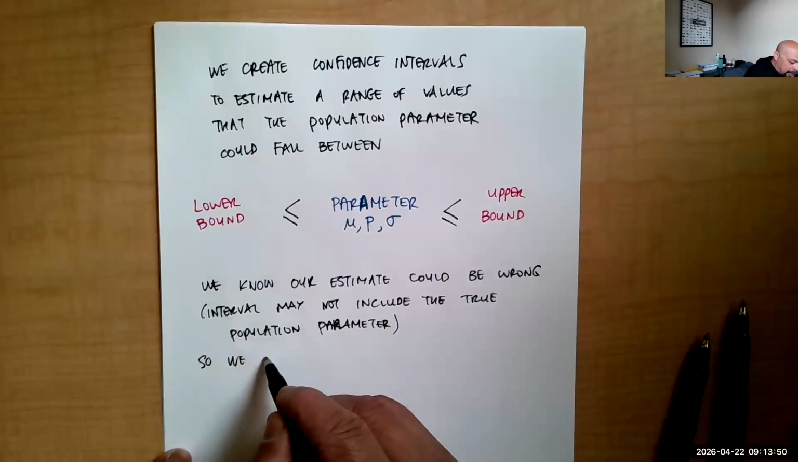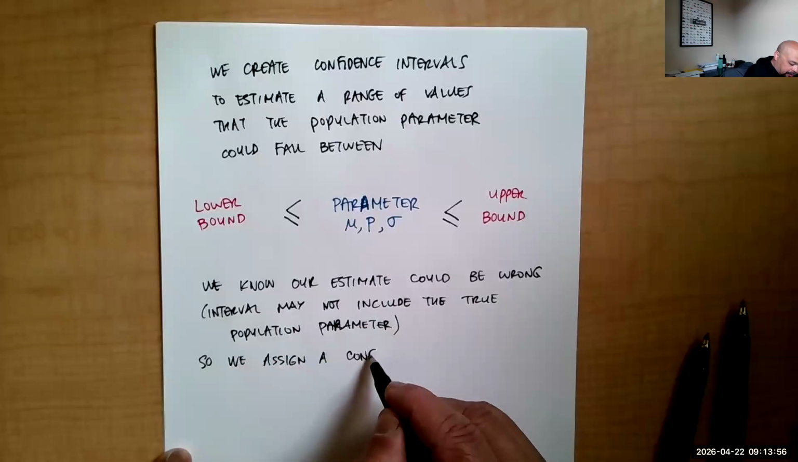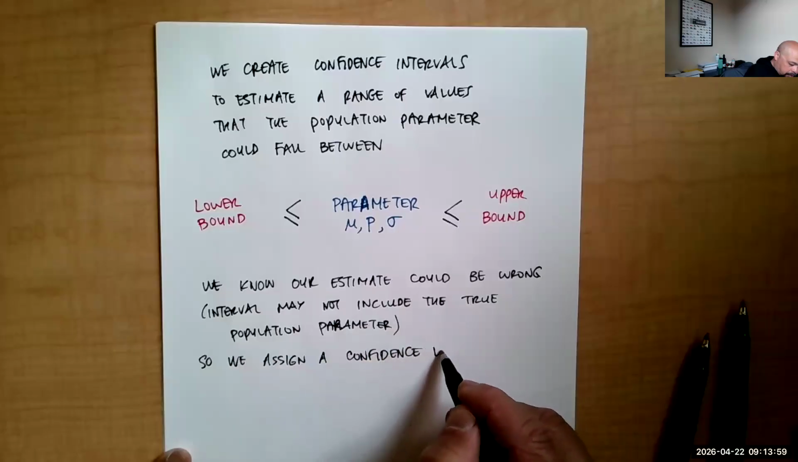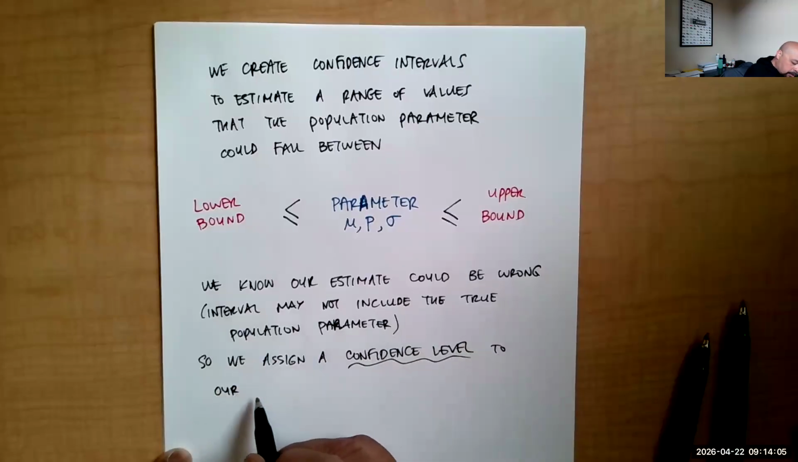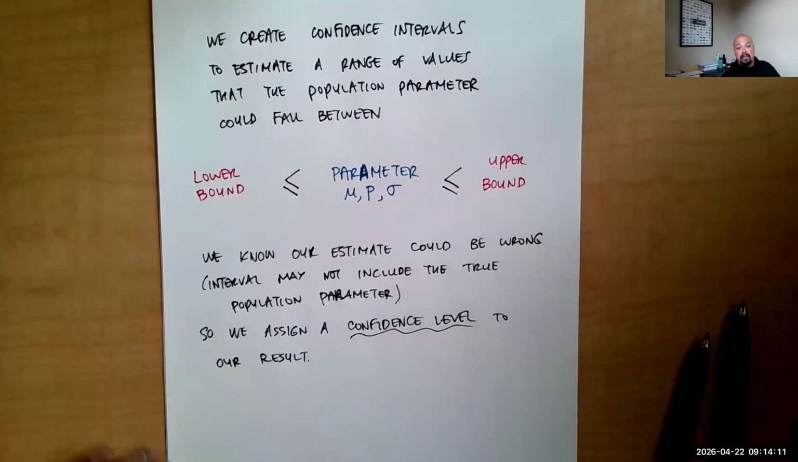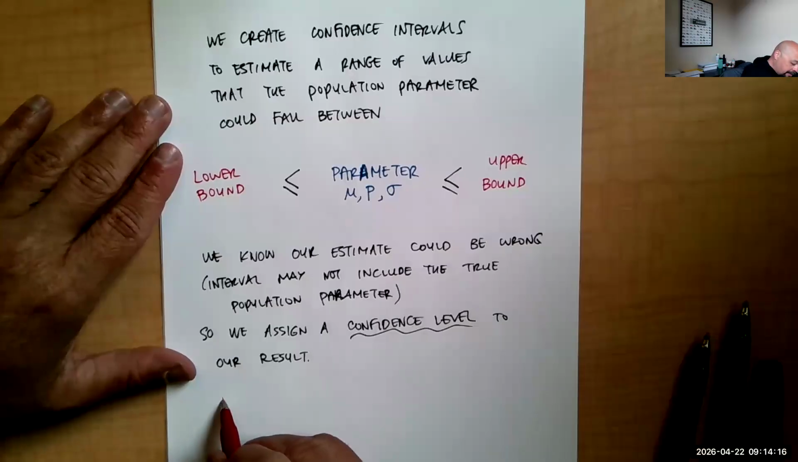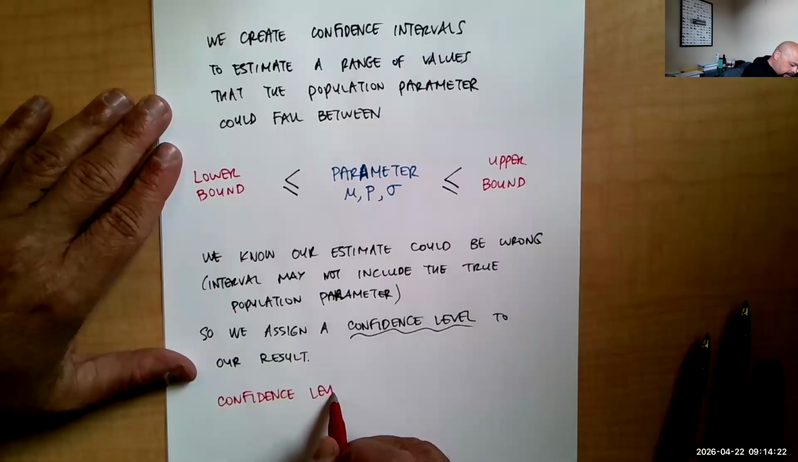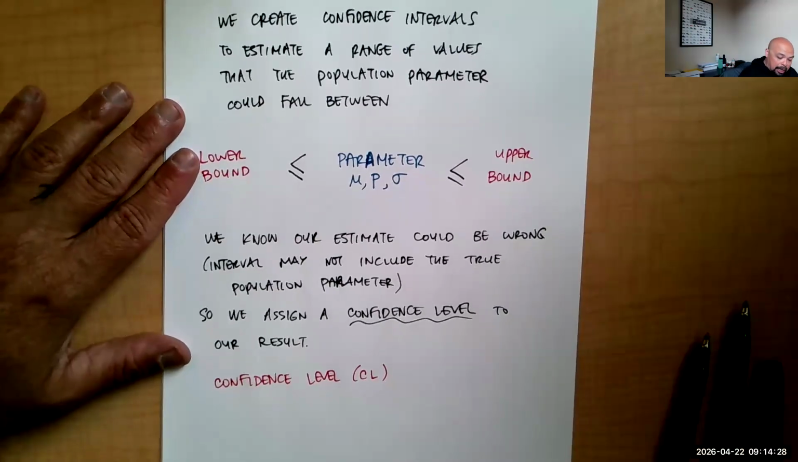So in our work, we assign a confidence level to our result, right? Or we incorporate this confidence level in the creation of that interval, okay? And so here, as we start to look at that, we have our confidence level. Sometimes in my notes, I'll shorten that to be CL, okay? And our most common confidence levels that we see, right?